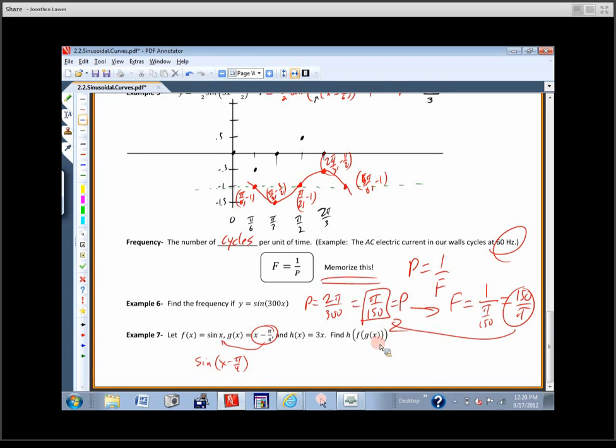What do I take those things and plug them into? Plug them into h. So I'm literally going to take this, and wherever there's an x, I'm going to plug it in. So the answer on this problem is 3 times what? 3 times the sine of x minus pi fourths. That's your answer on that one.